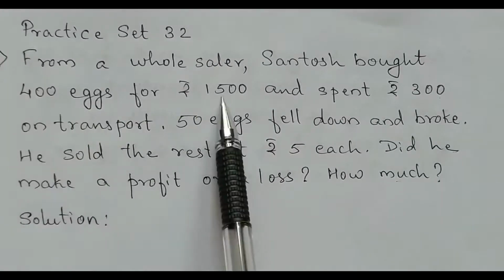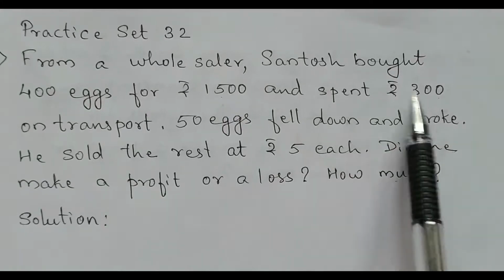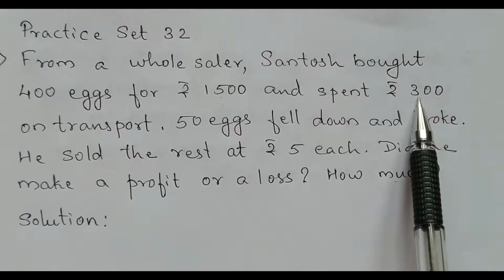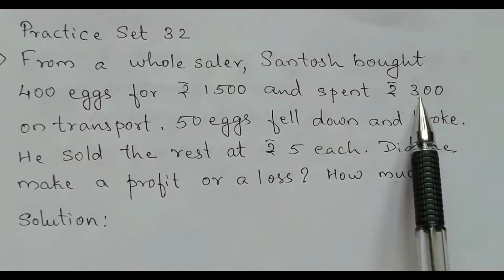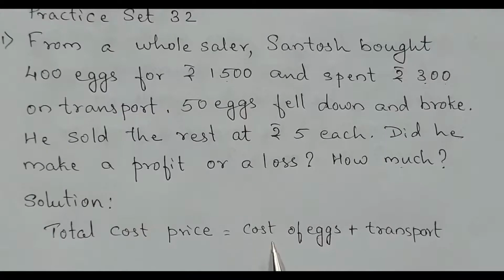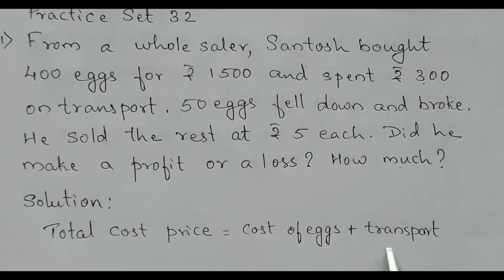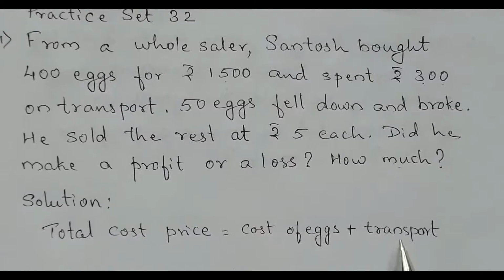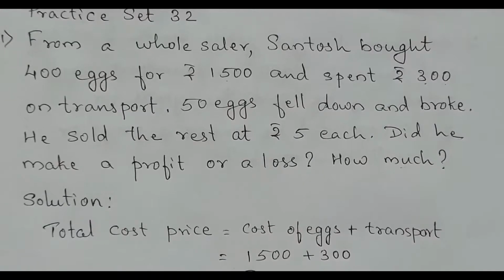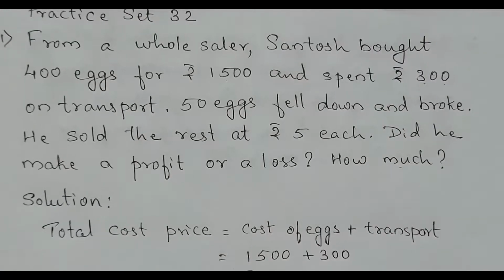The cost price of the eggs is 1500. He spent rupees 300 on transport. So the total cost price of the eggs will include the amount of transport also. Total cost price is equal to the cost price of eggs plus the transport cost. That's 1500 plus 300, which is equal to rupees 1800. So the total cost price is rupees 1800.